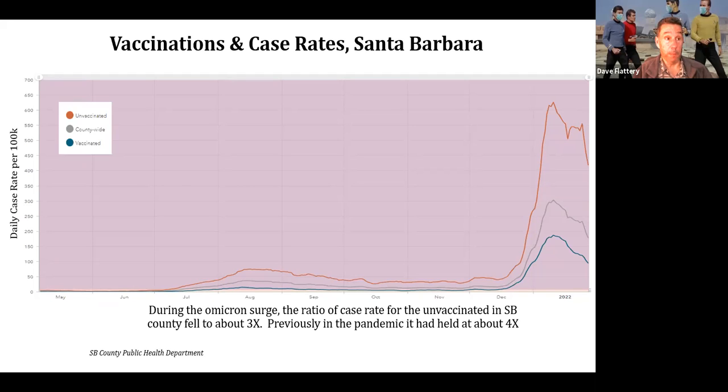And it's fallen a little bit, but I actually would have expected it to have fallen a little bit more. But as Omicron comes through, and we know the vaccines are a little bit less effective at preventing you from catching it, it's only fallen to about 3x. So from 4x to 3x. Even in the face of Omicron and the big surge that includes a lot of breakthrough cases, you're still much more likely to catch it if you have not been vaccinated. At least, certainly in Santa Barbara County, that has proven to be true.